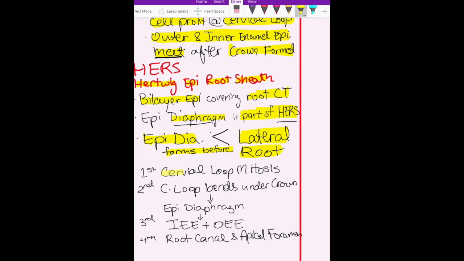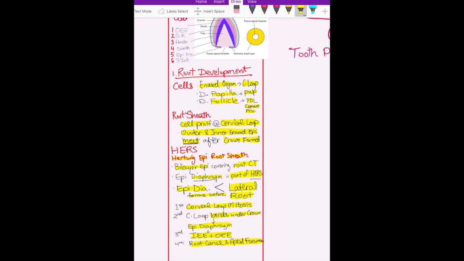You have the cervical loop, which goes under mitosis, and the cervical loop, as it's elongating, will bend under the crown. That gives you your epithelial diaphragm component of HERS. That's where the inner and the outer enamel epithelial meet, and forming of this bend or the epithelial diaphragm gives you your apical foramen and the root canal, where the nerves and the arteries will flow into. So that is basically all of root development.